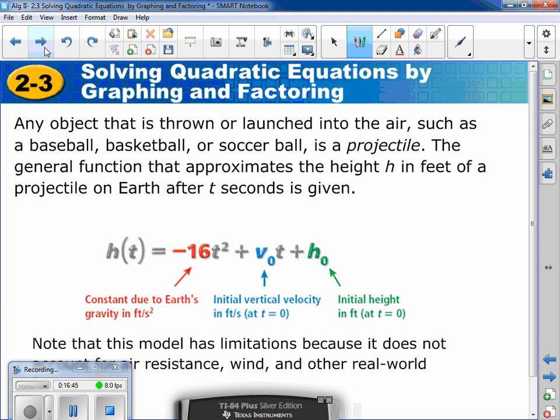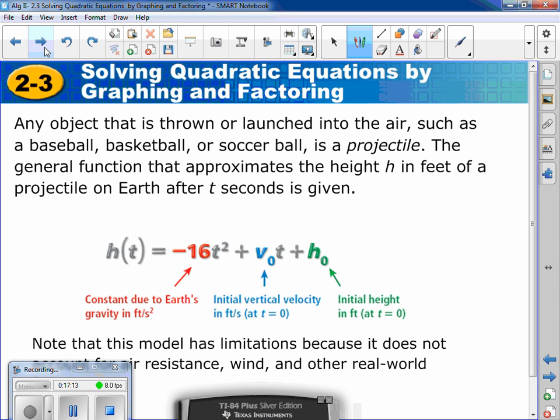Where you see a lot of quadratics and where they're used. If any object is thrown in the air, baseball, basketball, football, it's called a projectile. The general function that approximates the height, h, in feet of a projectile on Earth in t seconds is given as h of t equals negative 16 t squared plus v sub 0 times t plus h sub 0.